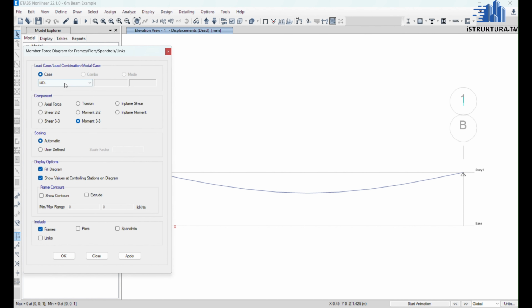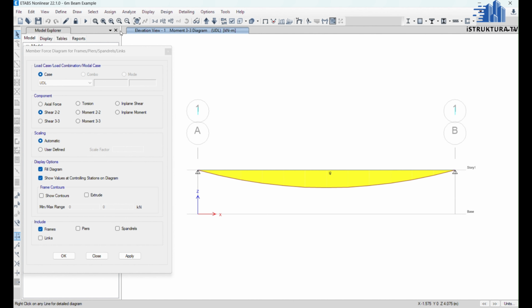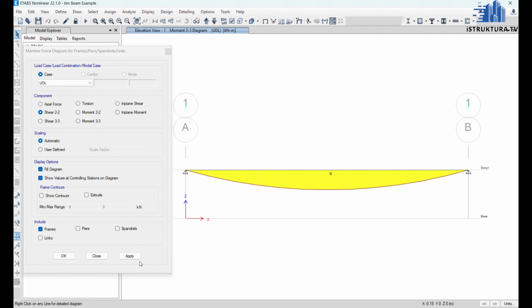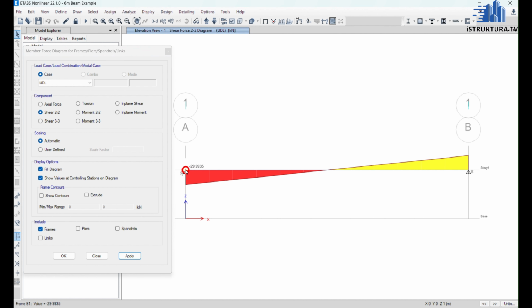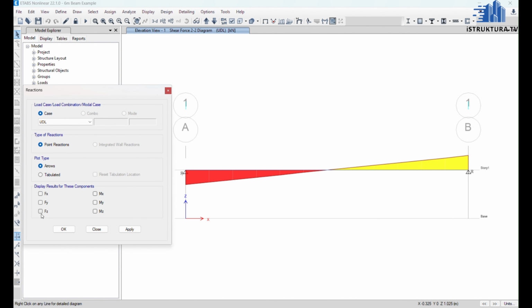Okay, let's check the bending moment of this UDL. 45. And the shear, let's make it a little bit smaller, with the other side. Shear, it's 30, 30, 30. And let's have a look at the reaction. The reaction, that's FZ here, is also 30. Same answer, another method.